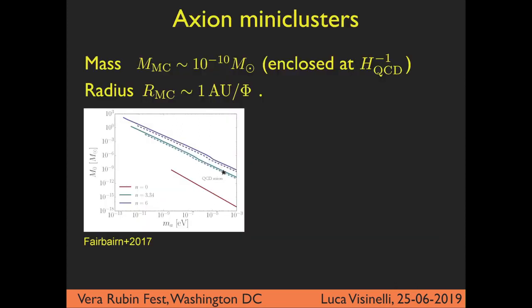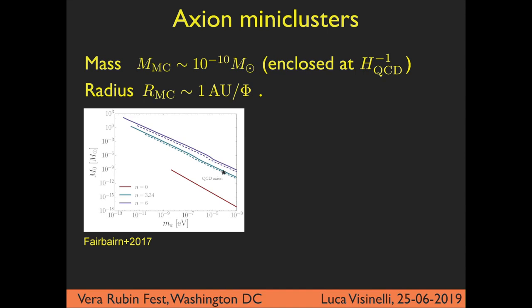So these are the first structures, the largest ones being the axion mini clusters. They have a mass of the order of a large asteroid, and a radius of the order of the Sun to Earth distance. The mass is related to the energy density of axion enclosed when the axion field starts to oscillate. The mass of the mini cluster is actually related to the value of the axion mass. So the 10 to the minus 10 scenario relies on an axion of 100 microelectron volt.